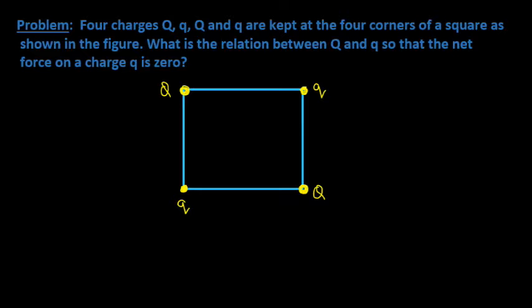Now the next problem. 4 charges capital Q, capital Q and small q are kept at the 4 corners of a square as shown in the figure. What is the relation between Q, capital Q and small q so that the net force on the charge Q is 0?